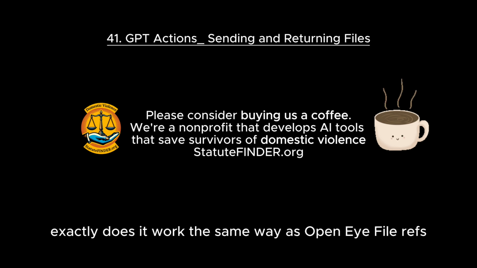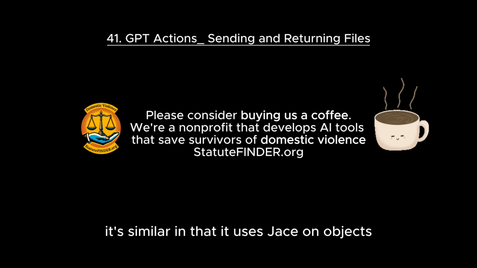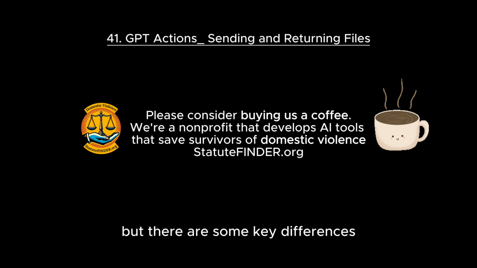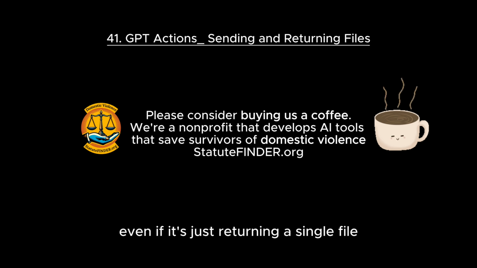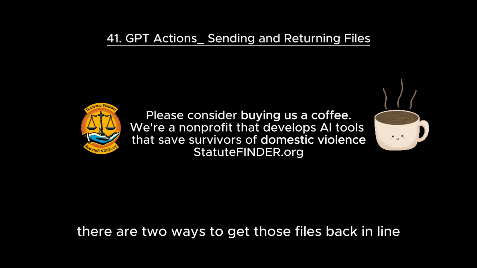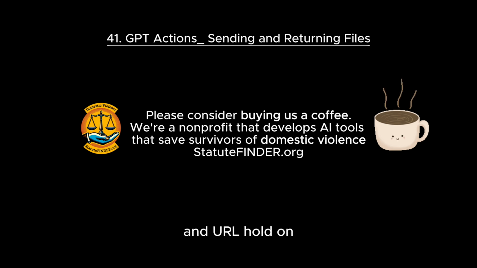Exactly. Does it work the same way as OpenAI file refs? It's similar in that it uses JSON objects, but there are some key differences. First, OpenAI file response is always an array, even if it's just returning a single file. And second, there are two ways to get those files back, inline and URL. Hold on. Two options, inline versus URL. Break those down for me.